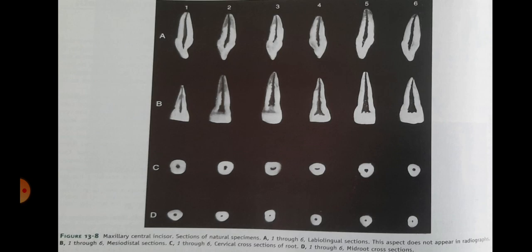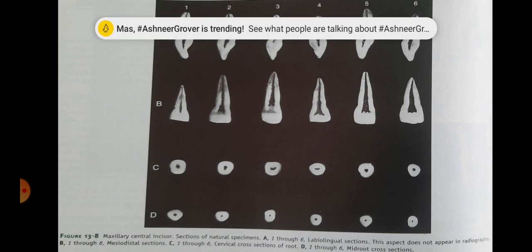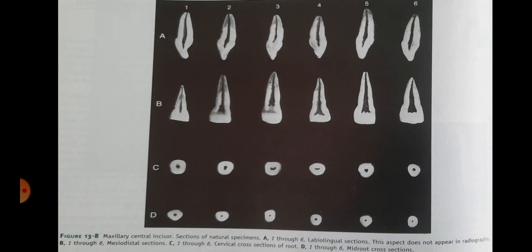The anatomy at the mid-root level is essentially the same as that found at the cervical level, just smaller in all dimensions. That's all.